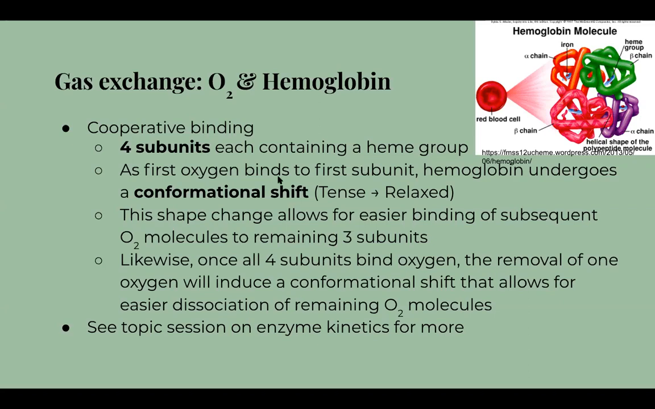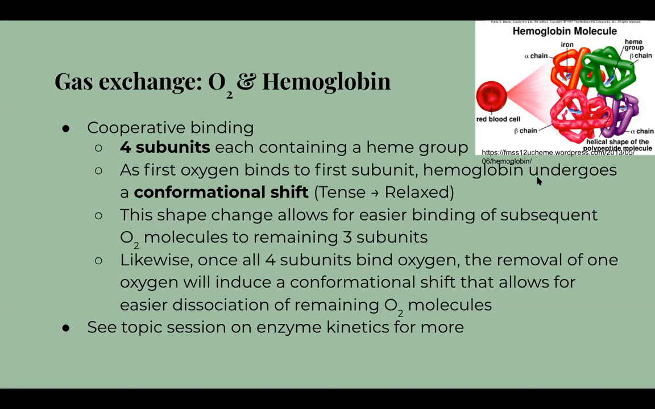Once the first oxygen molecule binds the first subunit, the entire protein goes through a conformational shift. This is a shift from what's called a tense state to a relaxed state. And as we were talking about earlier, there's this shift in the molecule structure that allows for easier binding of the second, third, and fourth oxygen molecules to the second, third, and fourth subunits. So basically, the first oxygen binding makes it easier for the second, third, and fourth oxygen to bind a single hemoglobin molecule.